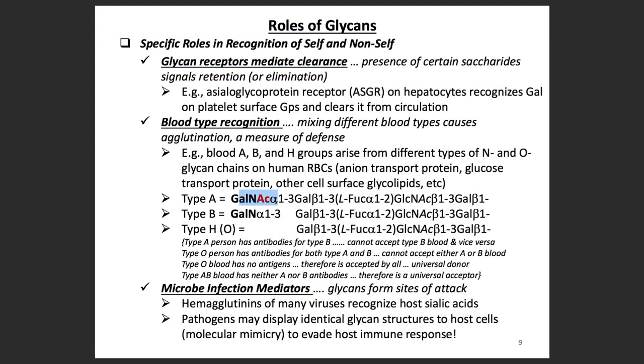These small changes ensure that the antibodies that we generate are different. They are able to recognize these different epitopes on the glycoproteins, and therefore when you mix, they generate an immune reaction or agglutination.